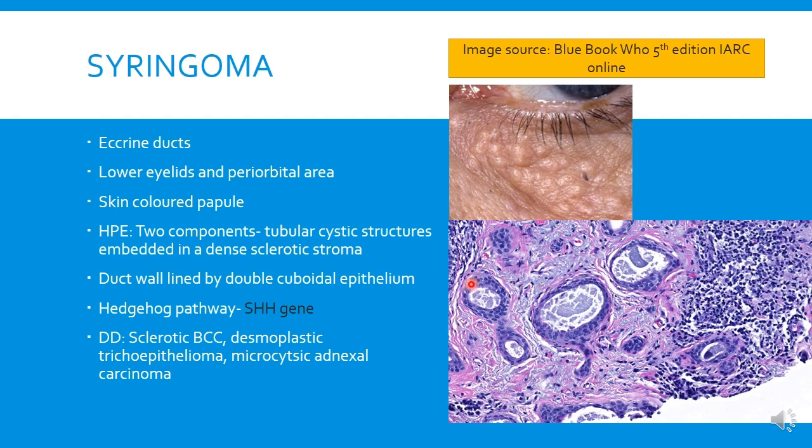So these ducts are double walled, and the duct wall is lined by double cuboidal epithelium. The differential diagnosis here is sclerotic basal cell carcinoma, desmoplastic trichoepithelioma, and microcystic adnexal carcinoma. We'll see later how to differentiate these three. The gene mutated is the SHH hedgehog pathway gene.